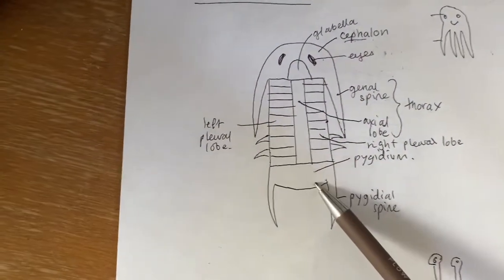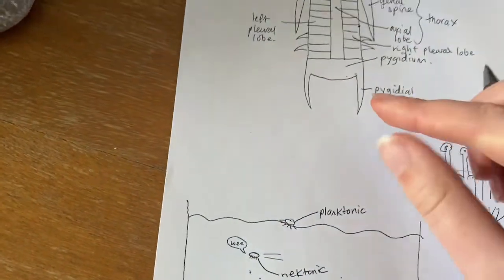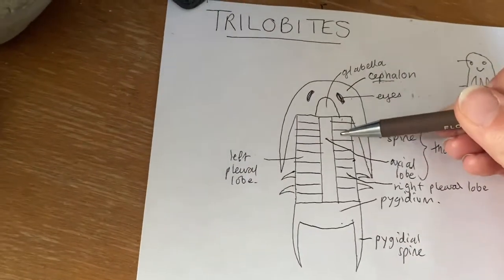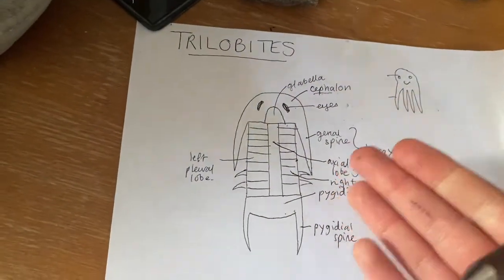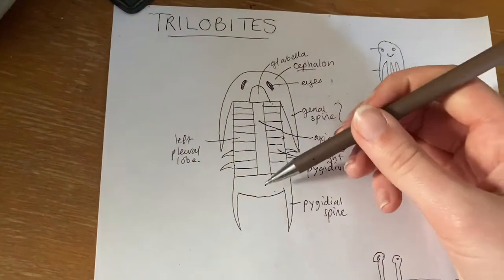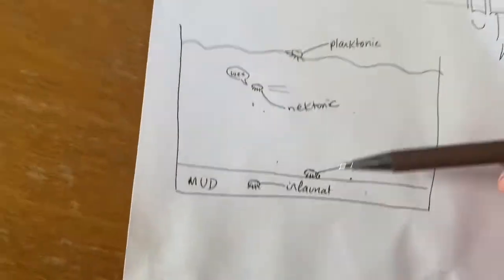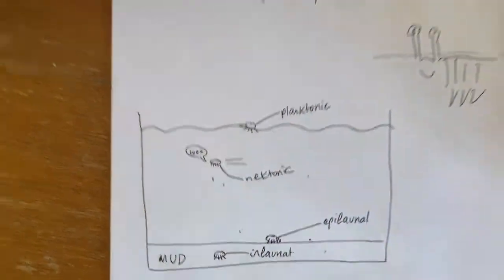If it's got a big pygidium, you could say it's epifaunal, because when you've got a big pygidium, you can use that as a shield. Now, as you can see, you've got all these segments, and it's basically like a woodlouse, it can roll up. And if you've got a big pygidium, you can shield your head from whatever predator's coming at you. So if it's got a big pygidium, there's a good chance it's epifaunal.